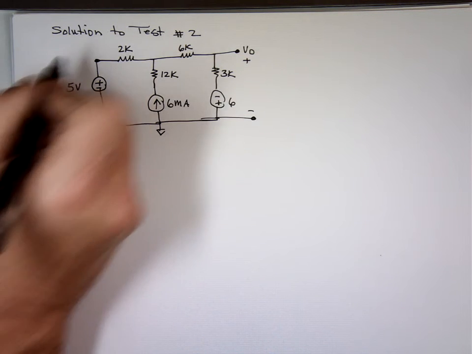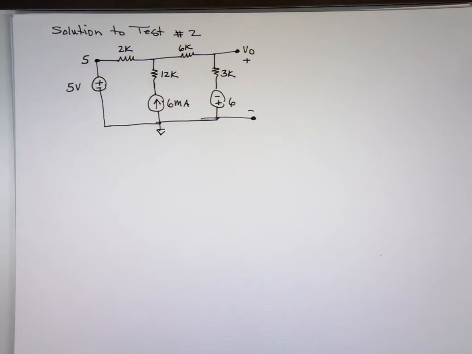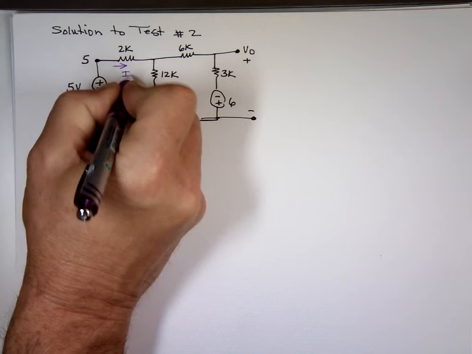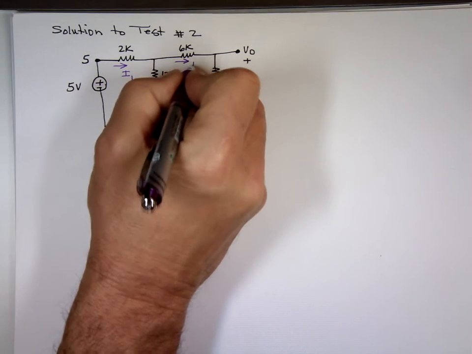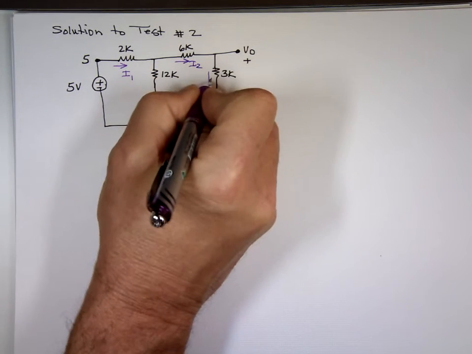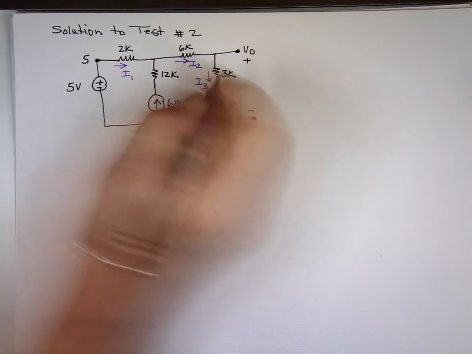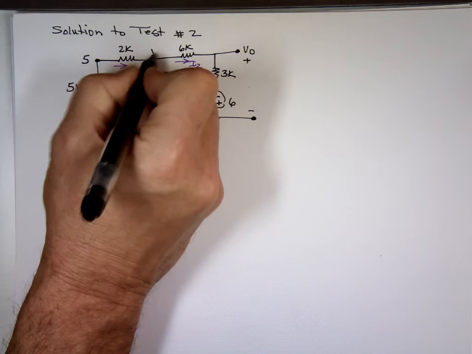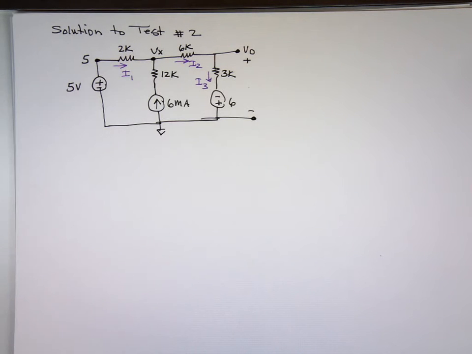So if this is my ground, this is 5 volts. Let's assign currents in any direction that you want. I can assign this current, we'll call it I sub 1, I sub 2, I sub 3. This is 5 volts, this is V out, we'll call this Vx. And the method that I ask you to use here is nodal analysis.